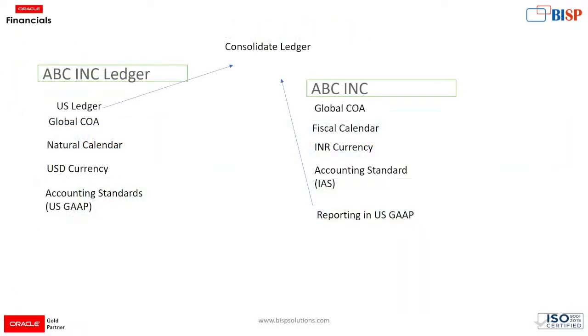So the first thing is there is a fictitious company, I have taken the name ABCINC, right? ABCINC is in business in the US. It's a US based legal entity and has a chart of accounts at the global level. It wants to use that particular one in the US, and it uses the natural calendar, has a functional currency of USD, and uses the accounting standard US GAAP, right?